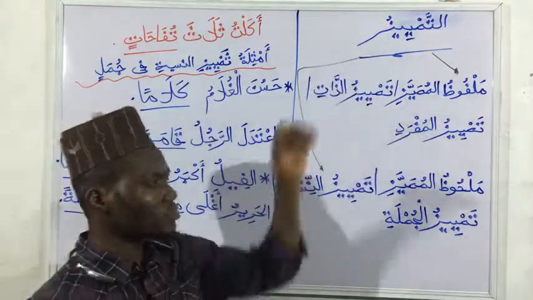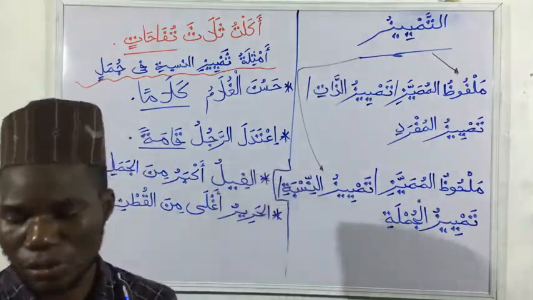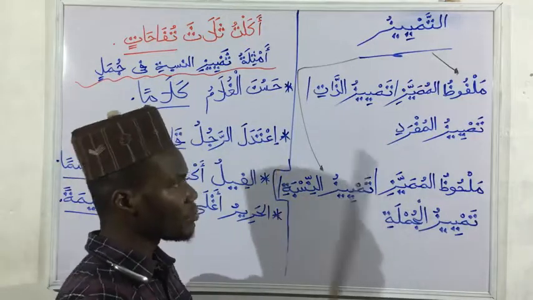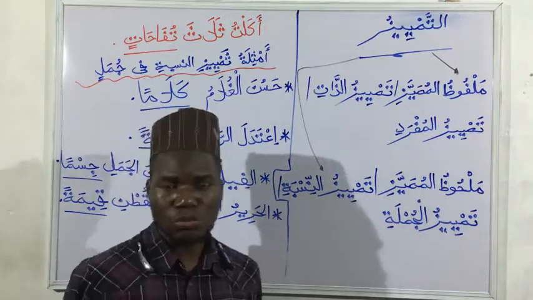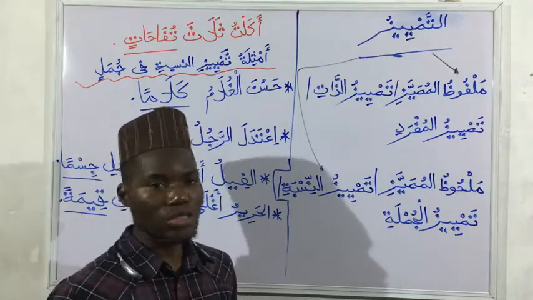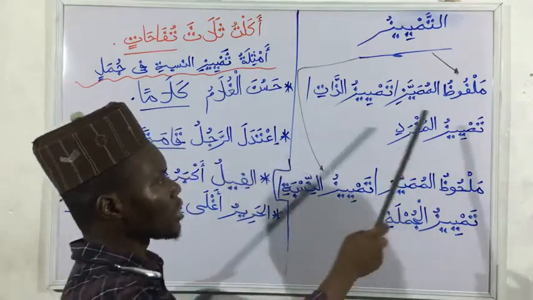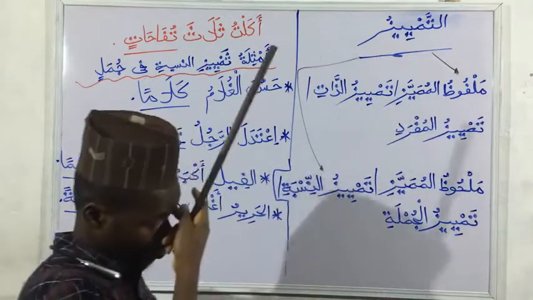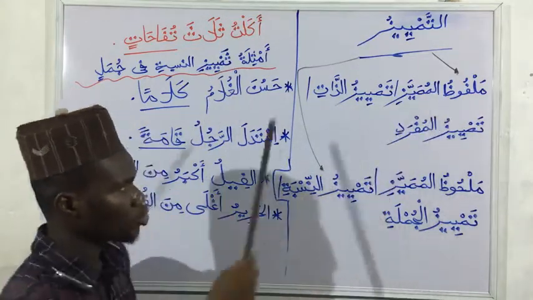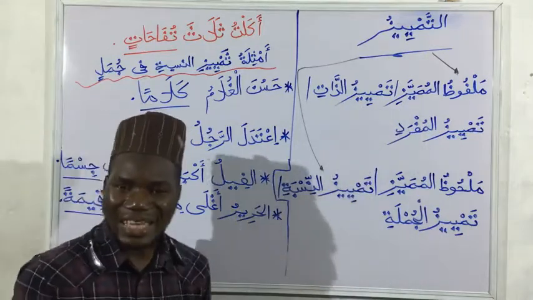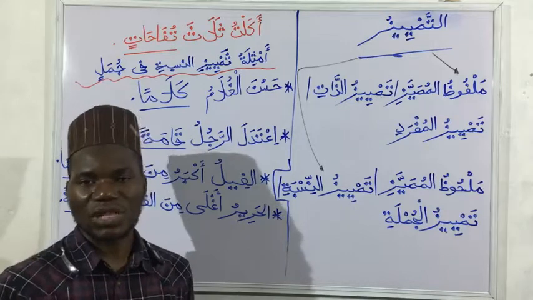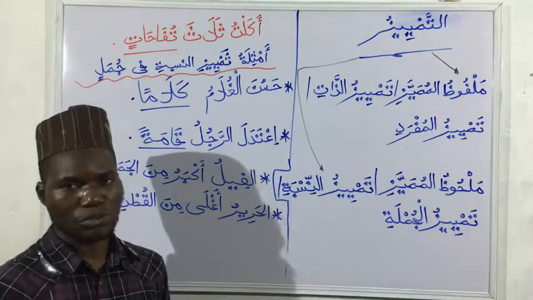We've been treating Tamiyiz for some time now. Actually, Tamiyiz is divided into two. Meaning, when we want to do Tamiyiz, to clear ambiguity, scholars divide it into two. So we have Malfuz al-Mumayyiz. What is Mumayyiz? Mumayyiz is the item that we need to clarify, that we remove ambiguity from. I hope you get.